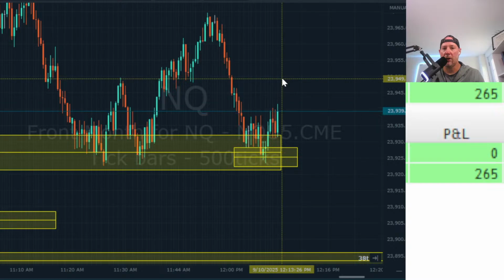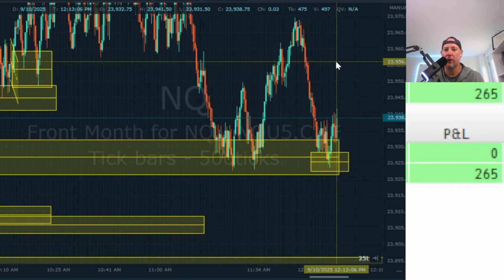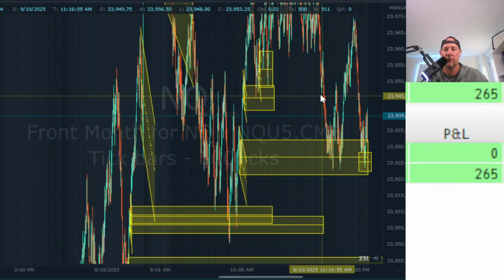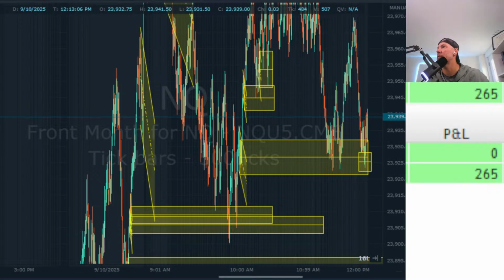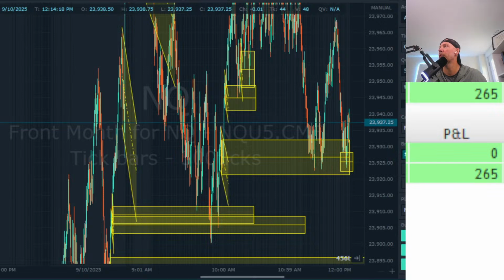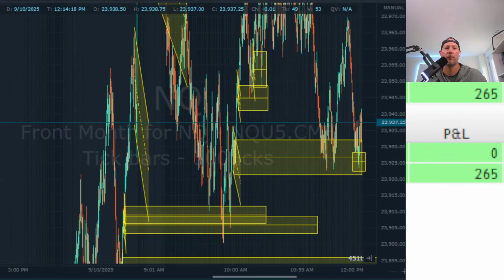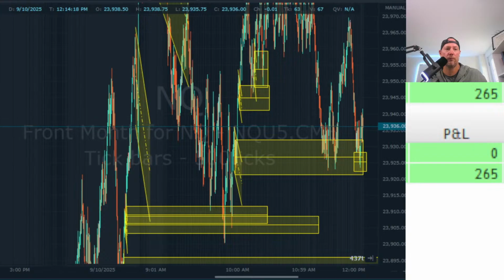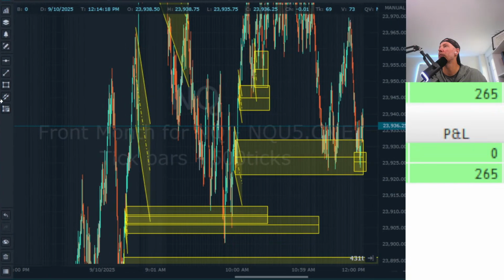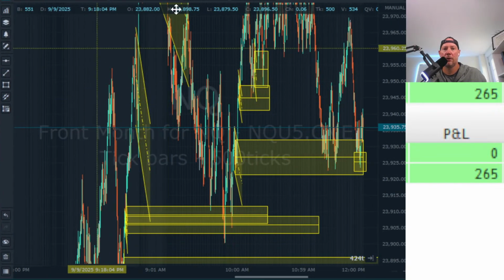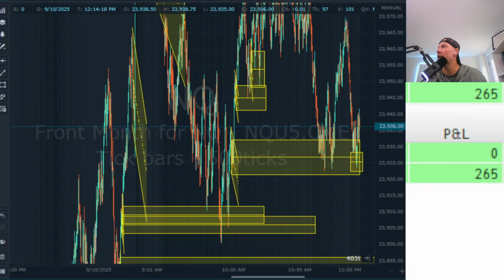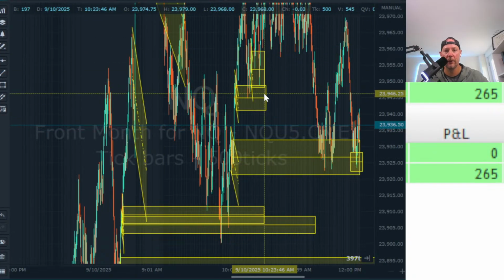I'm trying to trade here on my Topstep account on the other computer. Anyhow, let me just make sure the chart is visible. All right, you can see the bottom, the top. All right, this should be good now.